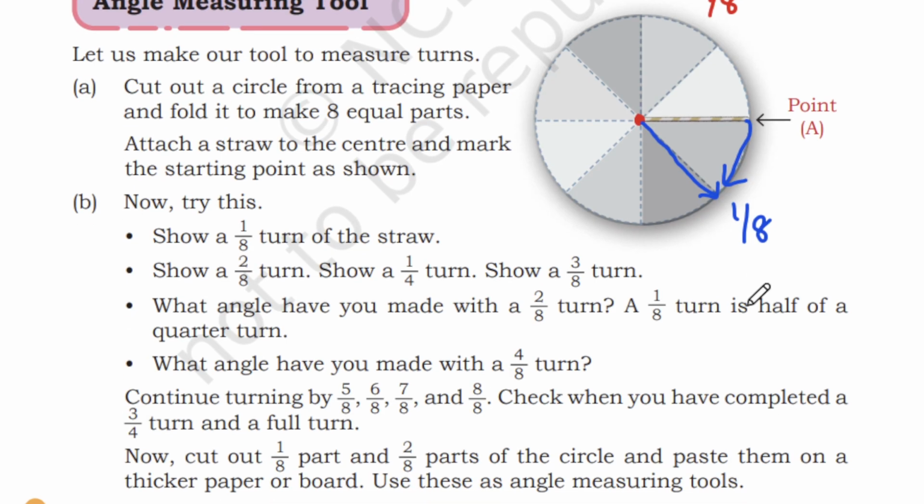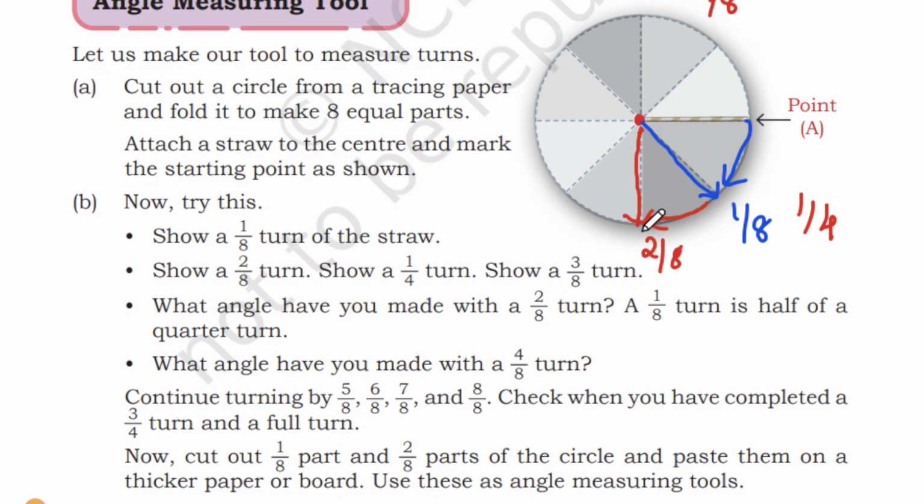Okay. Next, show 2 by 8 turns. 2 by 8 turn is the second one. Let me use a different color. So this one, if you turn again, so this point is 2 by 8 turn, and also this makes a right angle, and also these two include 1 by 4 turn. Okay, quarter. Okay, next. Show 1 by 4 turn, show 3 by 8 turn.